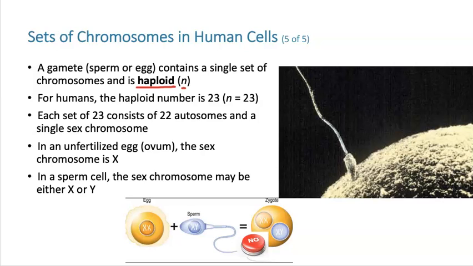So if you have an unfertilized egg, the sex chromosome is always going to be X. But in a sperm cell, the sex chromosome could be either X or Y. So the sperm is what determines the genetic gender of an offspring.